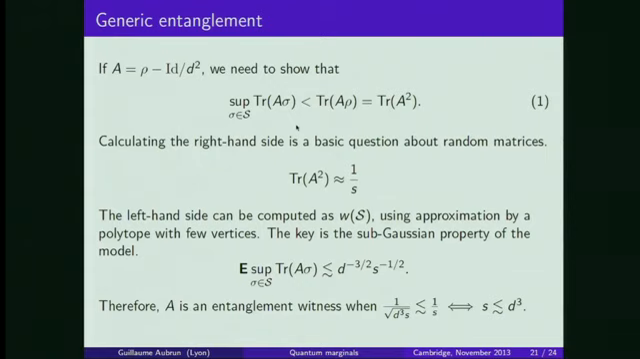So you just have to ask when this is smaller than that, and you see that it holds when S is less than d cubed. So this shows that in that range, quantum marginals generically are entangled.